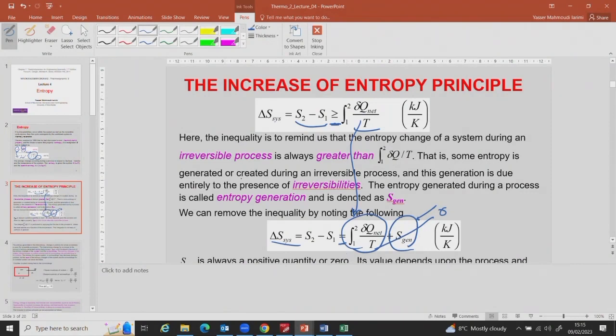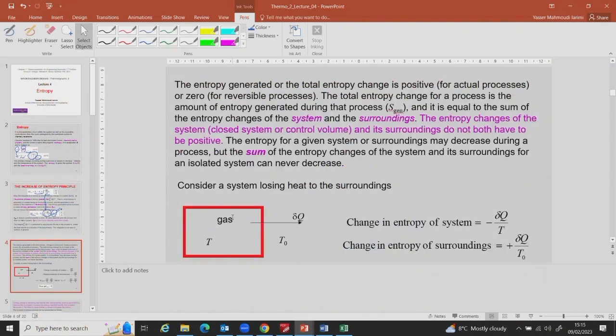But in reality, we also have some generation of entropy. An example is a nice one. It's very similar to what we have just done for the apple and the hot slab and the cold slab. It says that you have a gas at temperature T, an environment at temperature T naught, and your gas is losing heat, so the heat is going to the environment.